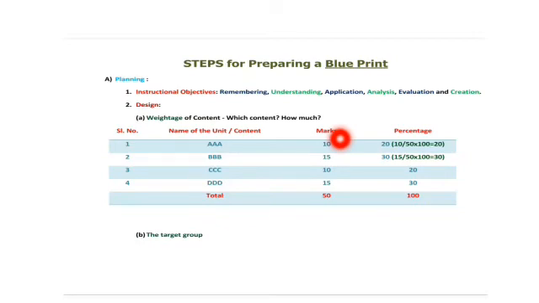While preparing the blueprint, the things that we need to take into consideration are the target group. It is the target group for whom we are going to prepare this set of questions. Then we have to decide the content. What are the contents that we are touching upon? What are the units that we have covered, and we want to find out the achievement level of the students? How many marks are allotted, and how the marks have been distributed for each unit. Clear?